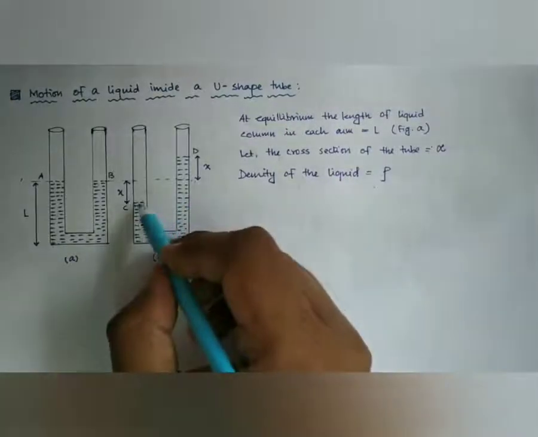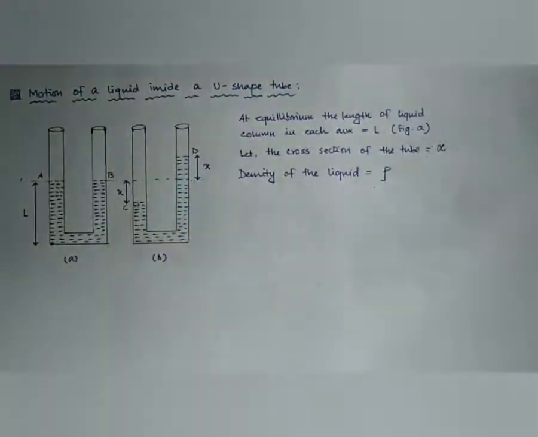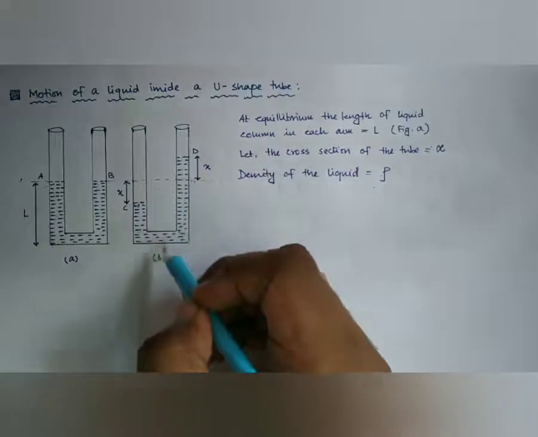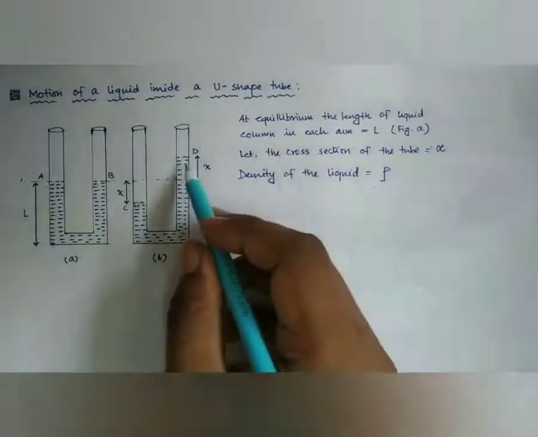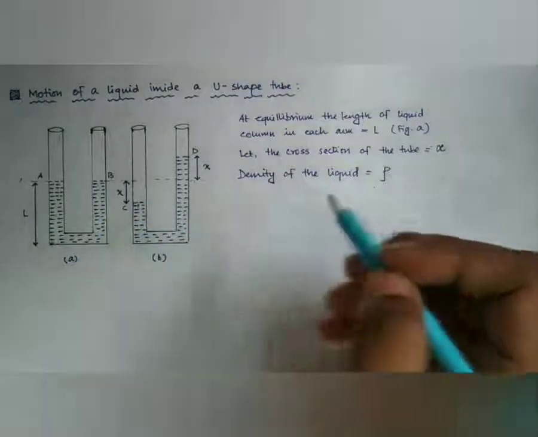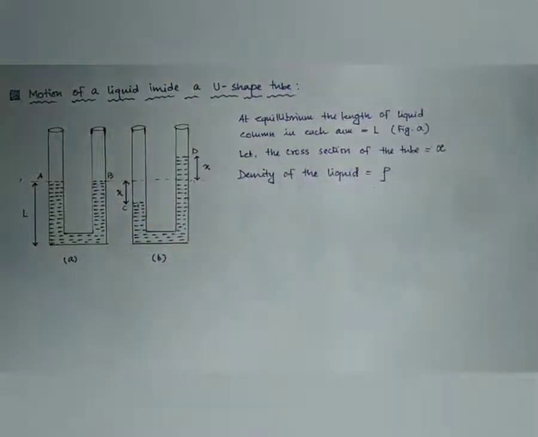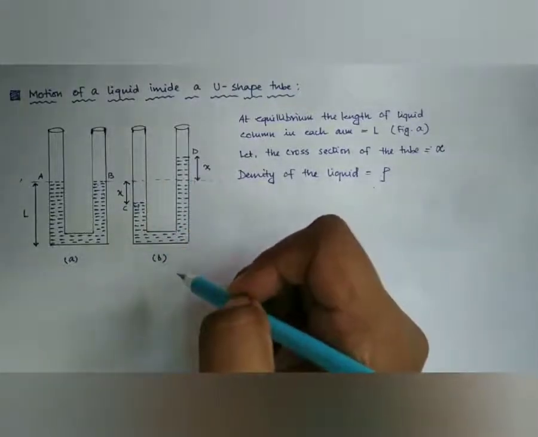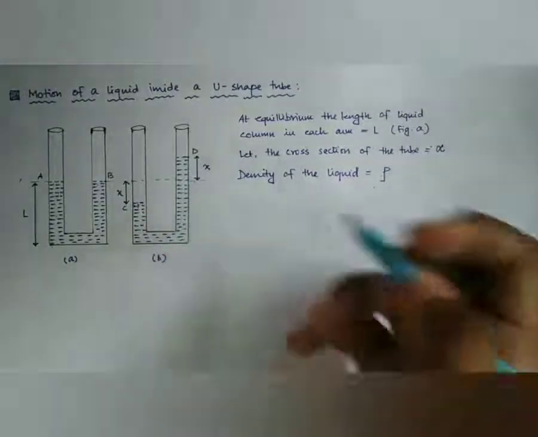And due to this difference of height, a pressure gradient is created, and this will supply the restoring force, which will try to move this liquid column inside the liquid, and it will be a to and fro motion, which will be simple harmonic in nature. Now let us treat it analytically and see what is the expression of time period of this to and fro motion, the simple harmonic motion of this liquid column inside the U-shape.